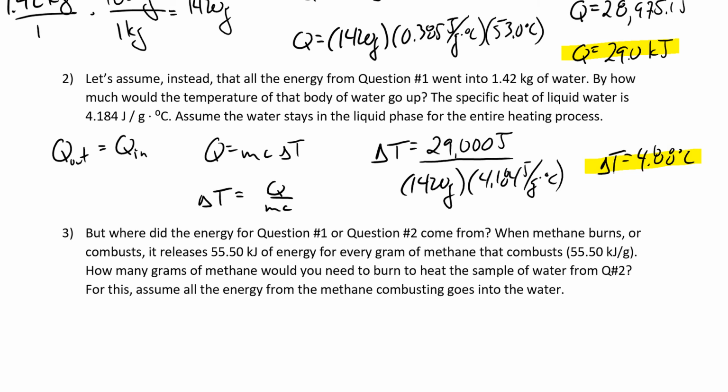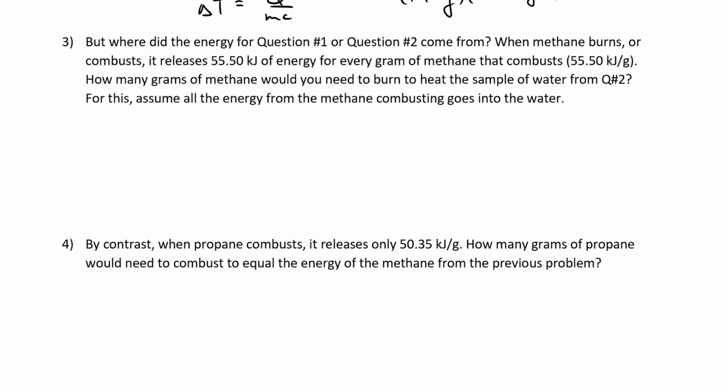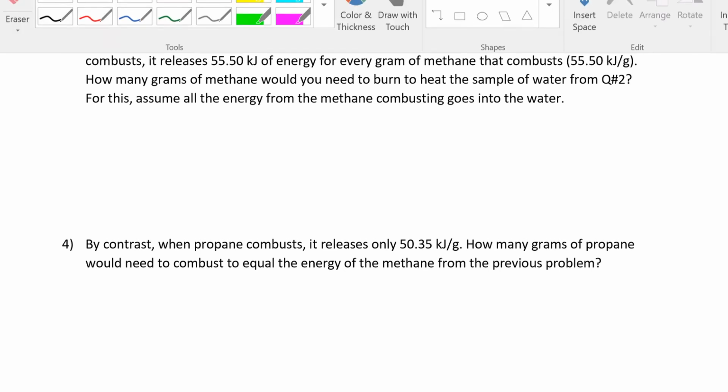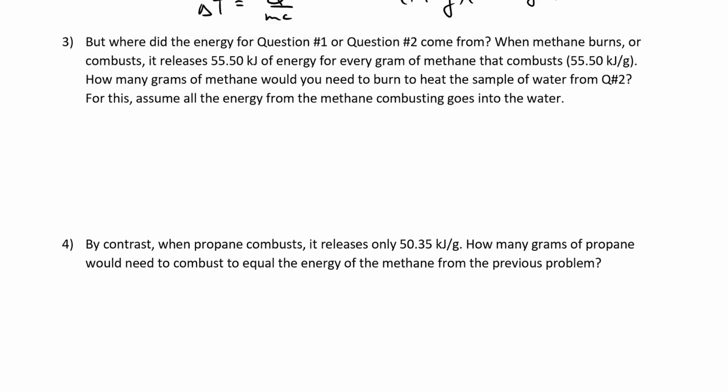Now, let's combine these ideas. The question is, where did the energy for question 1 or question 2 come from? When methane burns or combusts, it releases 55.50 kilojoules of energy for every gram of methane that combusts. That's that energy density that we were talking about earlier. How many grams of methane would you need to burn to heat the sample of water from question 2?